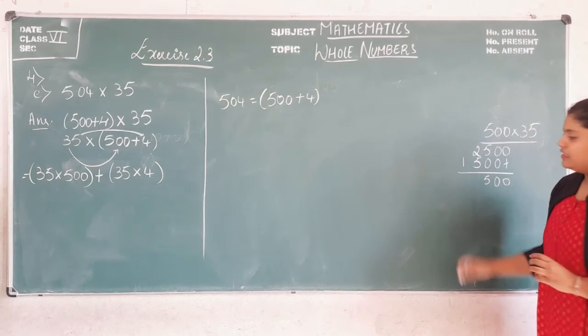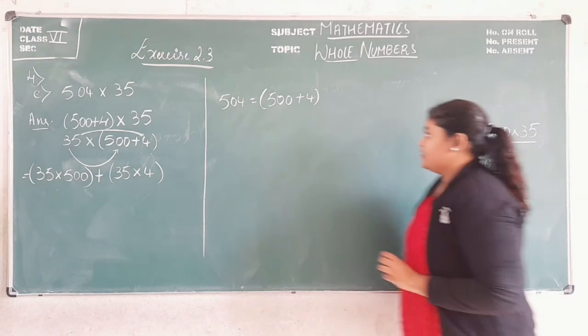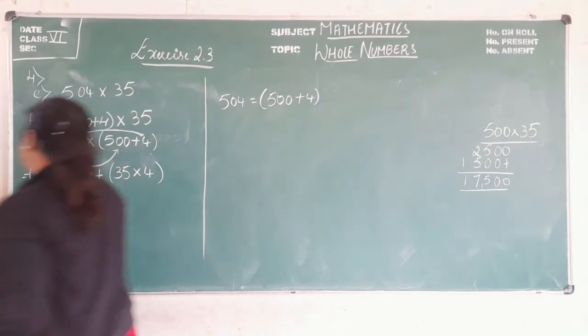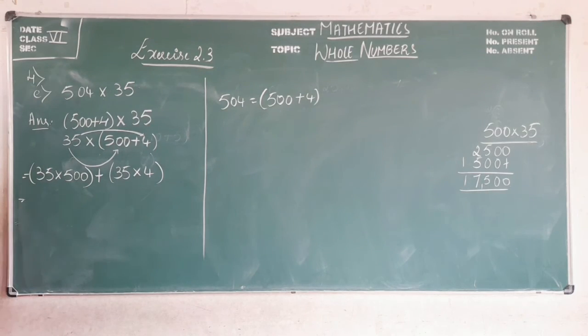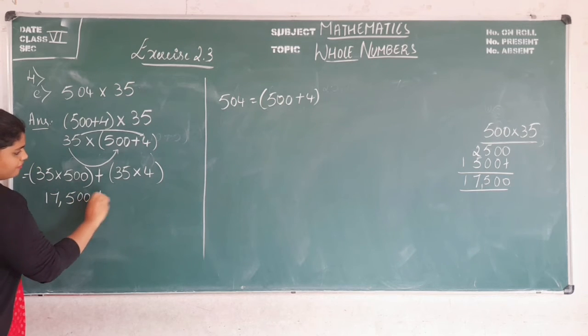Plus 5, 7, then 1. So we got 17,500. So when 35 is multiplied by 500, the product obtained is 17,500. Then we have plus sign.